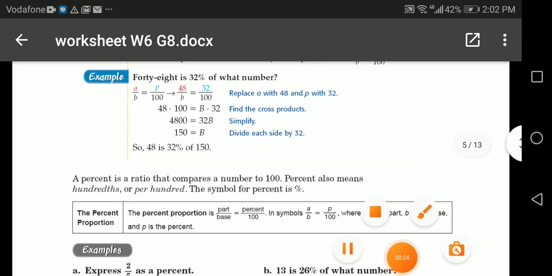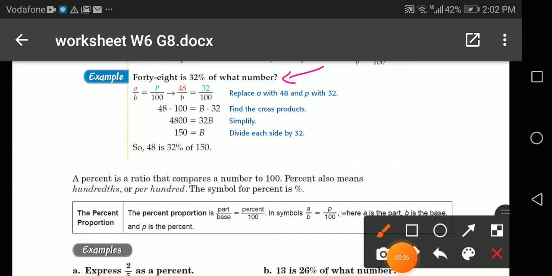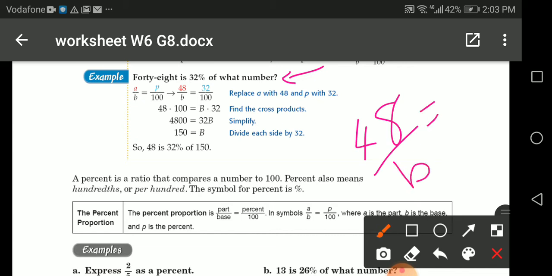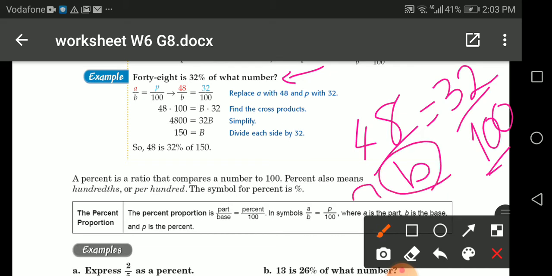So, if he asks me to do 48, okay, is 32% of what number? What are you saying? 48, it's what? 32% of what number? So 48, it's 32% means 32 over 100, okay, of what number here?